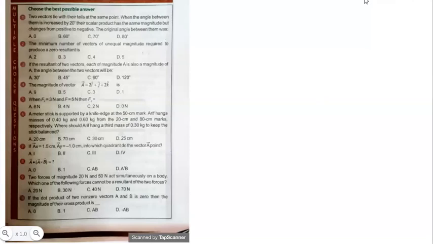First of all, question number 1 is: two vectors lie with their tails at the same point. When the angle between them is increased by 20 degrees, their scalar product has the same magnitude but changes from positive to negative. The original angle between them was? So dear students, just think about it and let me know what will be the answer.